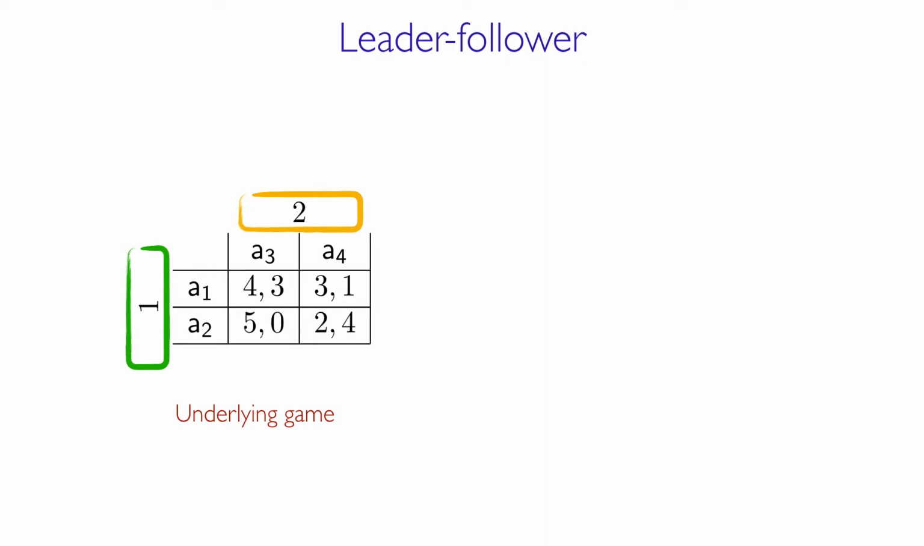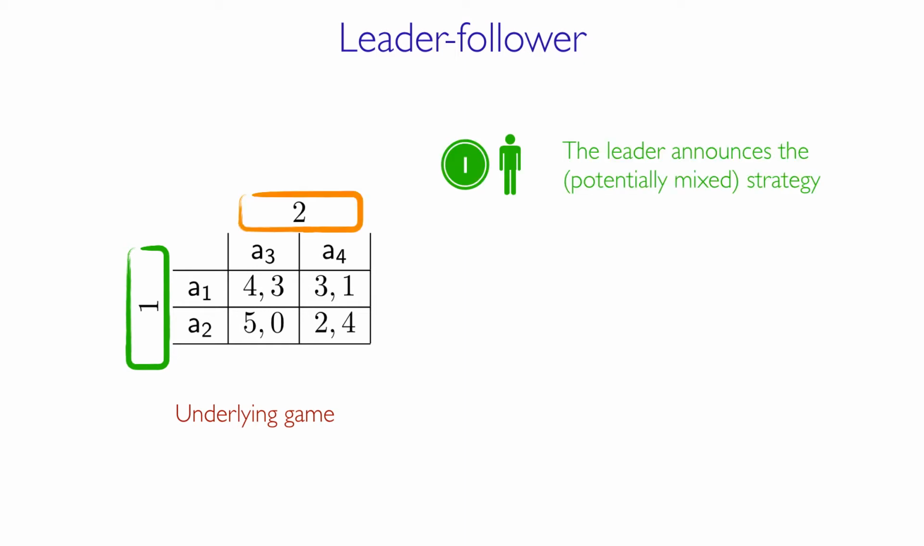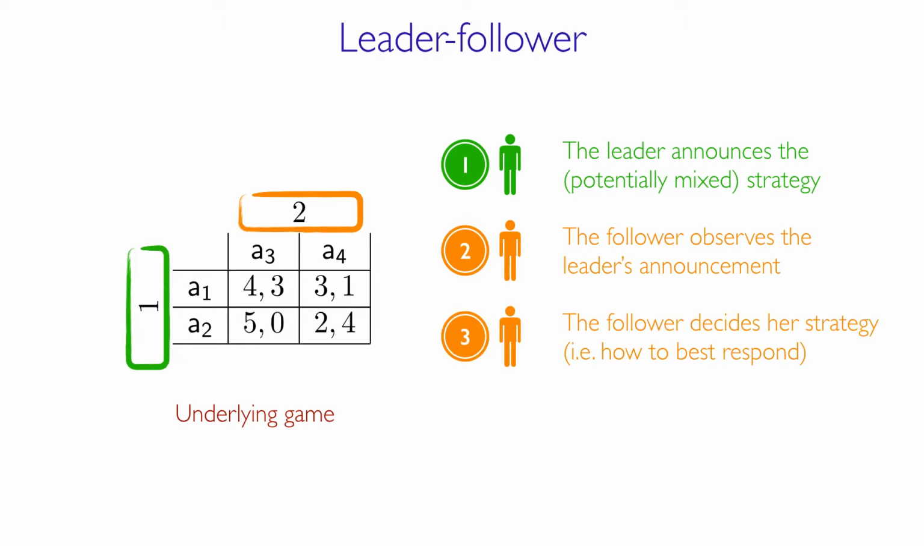Now we analyze the leader-follower paradigm. First, the leader announces her strategy. Such a strategy may be mixed. The announcement is basically a commitment. That is, the leader is committing to play the announced strategy. Second, the follower observes the announcement of the leader. Third, on the basis of the observation, the follower decides her strategy. That is basically a best response to the strategy of the leader.